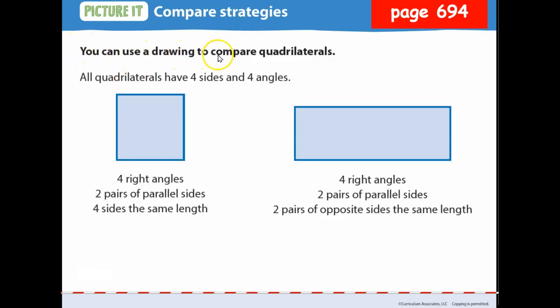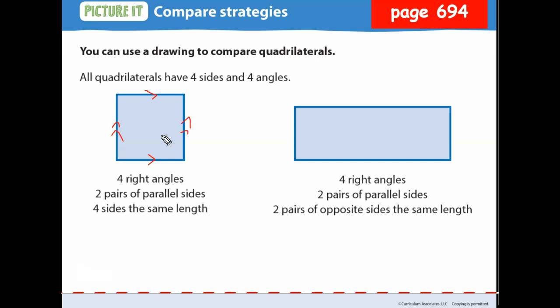So it says you can use a drawing to compare quadrilaterals. All quadrilaterals have 4 sides and 4 angles. That's true, all of them. Quad means 4, lateral means sides. 4 sides, 4 angles. Like a square, a square has 4 right angles. It has 2 pairs of parallel sides, which means the top is parallel to the bottom and the left side is parallel to the right side. And all 4 sides are the same length.